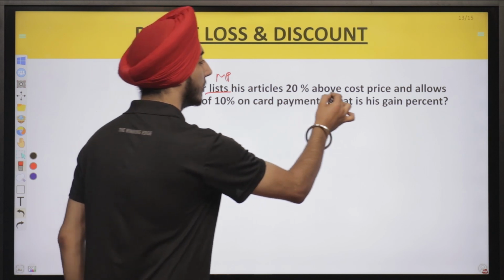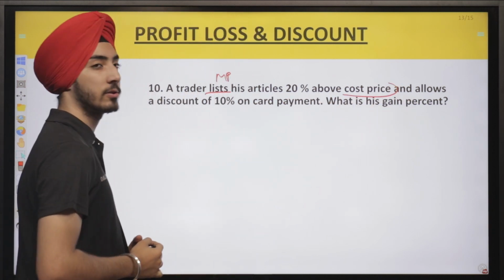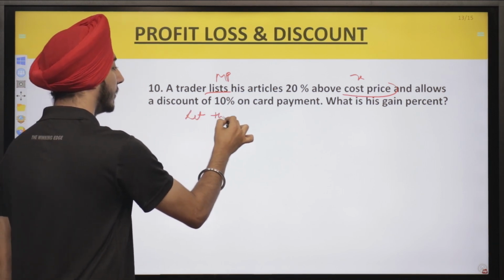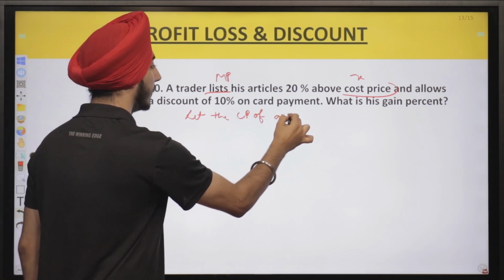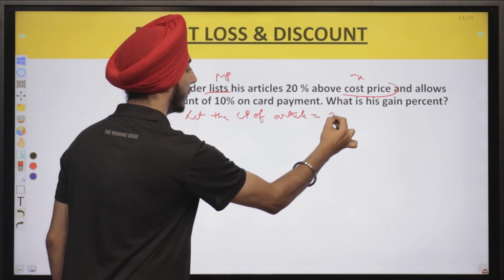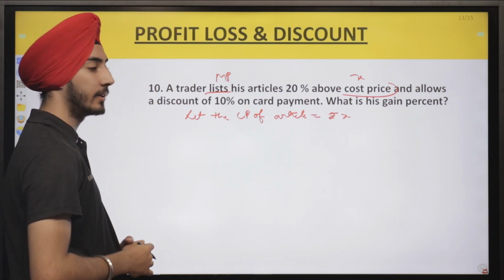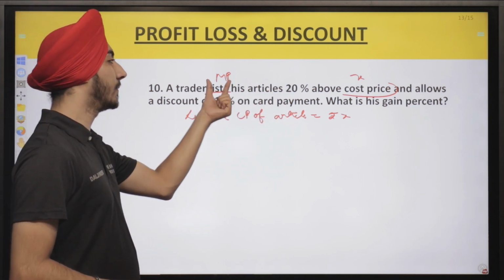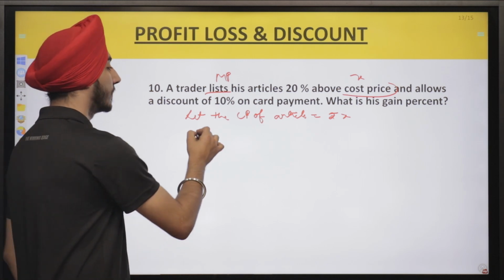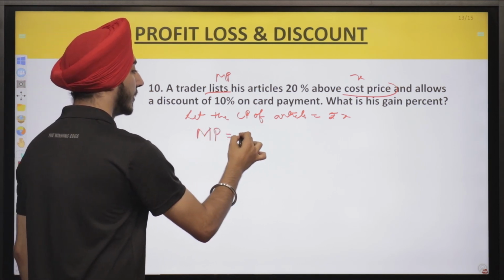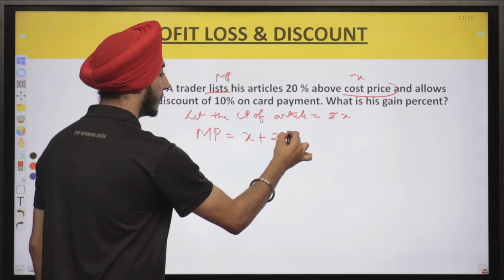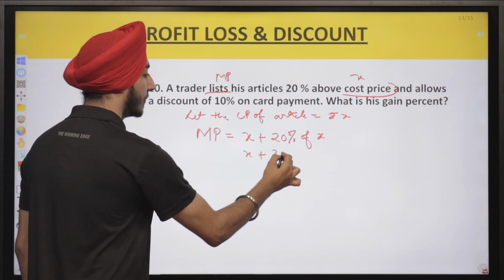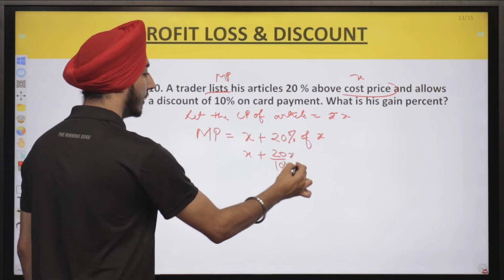Now in this statement, what is given in the second part of the sentence? Cost price. So cost price has to be assumed as x. So we'll write down, let the cost price of the article be equal to rupees x. Now if we increase 20% of x, what do we get? We get the mark price. Mark price is x plus 20% of x. X plus 20 by 100 of x.